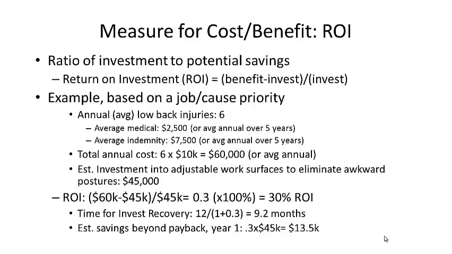Let's say there's an estimated investment in adjustable work surfaces to eliminate the awkward postures which were leading to the low back injuries, and that investment costs about $45,000. The return on investment for that requested $45,000 would be $60,000 minus 45, divided by 45, or 0.3, times 100%, or a 30% return on investment in the first year.